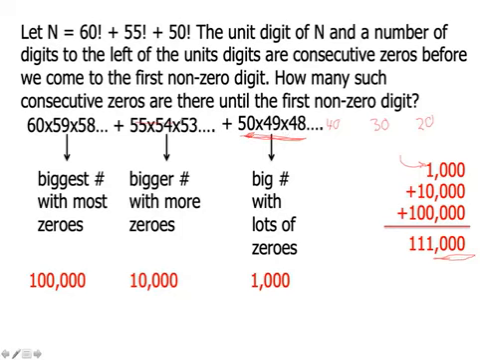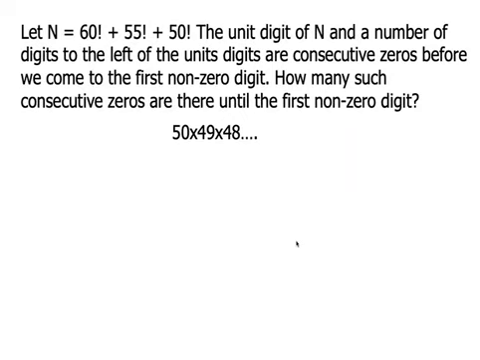So really, we just need to focus on this expression right here. We don't need to worry about these 2 bigger numbers. What I want to focus on is the number that has the least number of zeros. So what I'm really asking here is, how many zeros does this number have, the smallest number, 50 factorial?